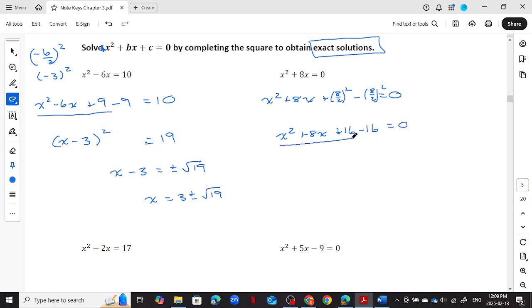Then this is the part that's my perfect square trinomial. So what's it going to factor to? Well, it's always going to be that x in front.